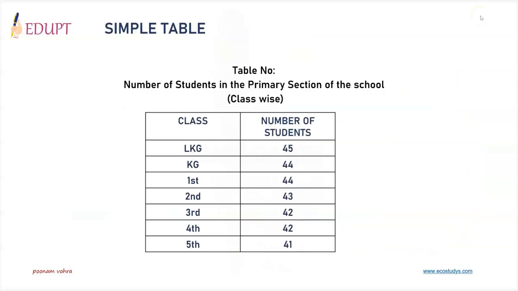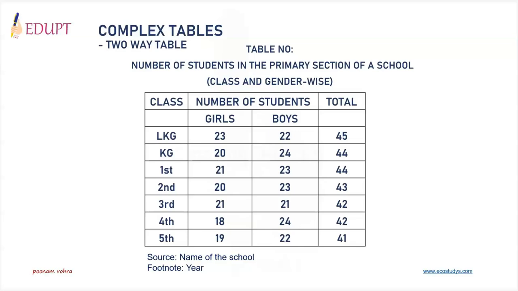Now here is the example of simple table. It should have table number, title of the table, number of students in the primary section of the school. Headnote is class-wise. So class is Stub. This is caption. And here are the Stub entries from LKG to class 5. These are captions, caption entries, number of students in each class. It represents just one characteristic, that is number of students. In the source, one can mention name of the school and footnote the year for which the number of students are exhibited.